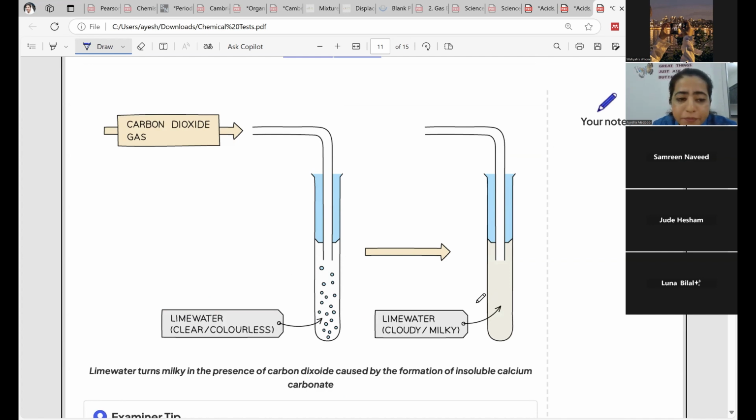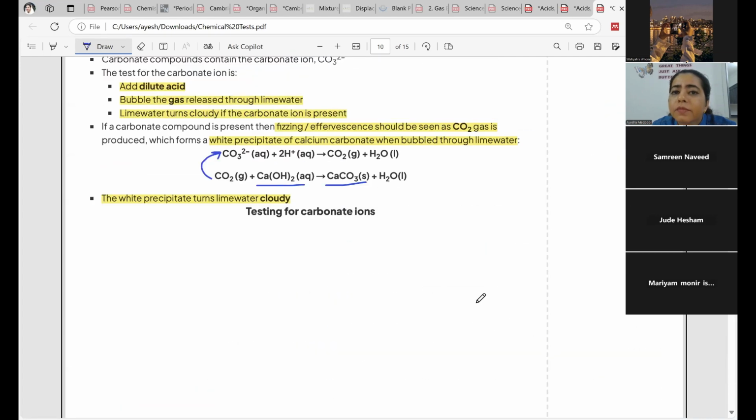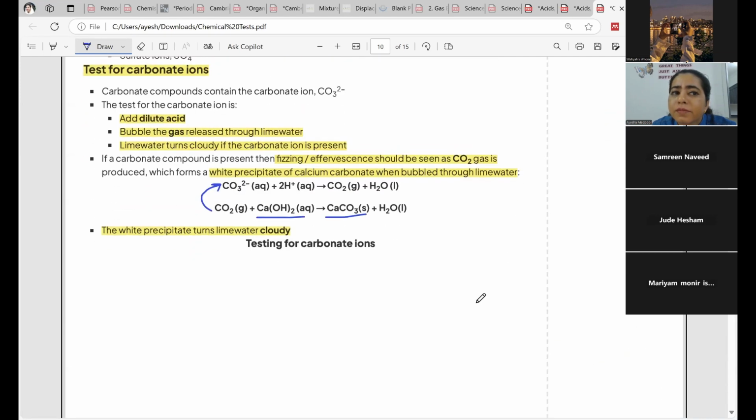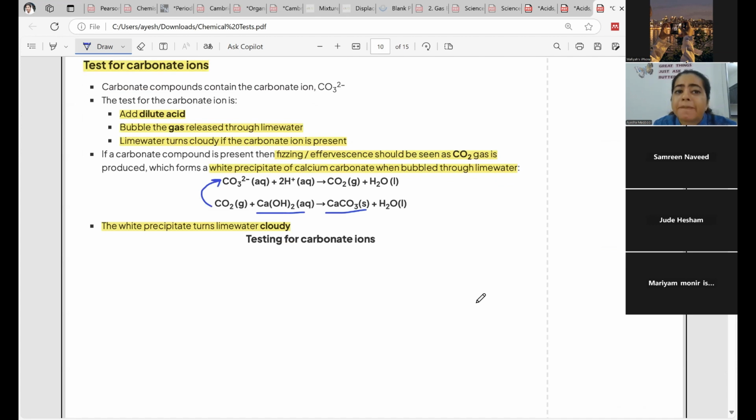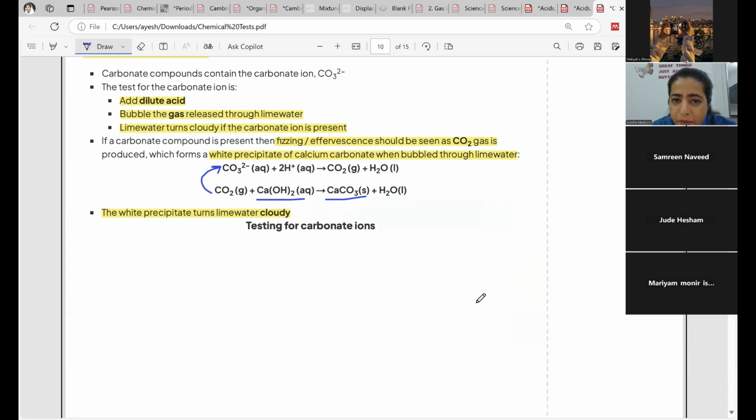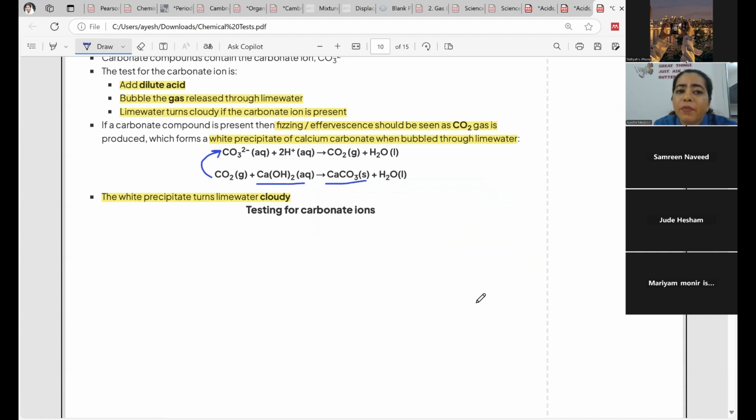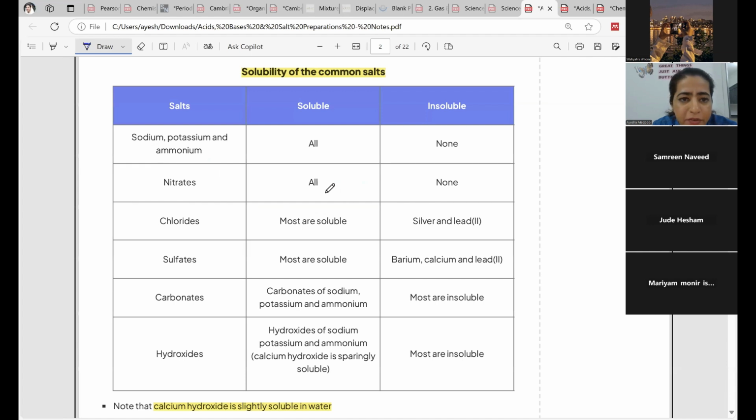Yes, Wafia. Miss, the spectator ion thing got me confused again, I think. So, in a regular equation, how do we find out which ions are the reacting ions and which ones are the spectator ions? See, for example, if you are writing any equation, here we can take any carbonate. Let's say we take sodium carbonate.